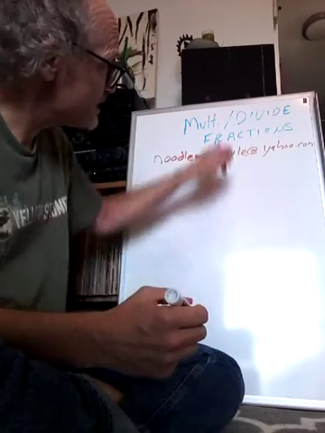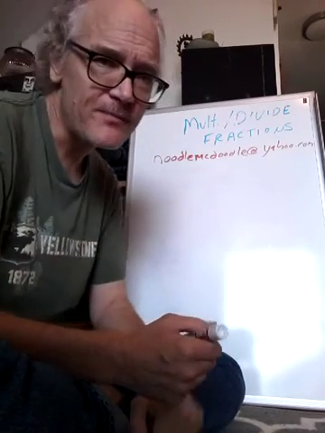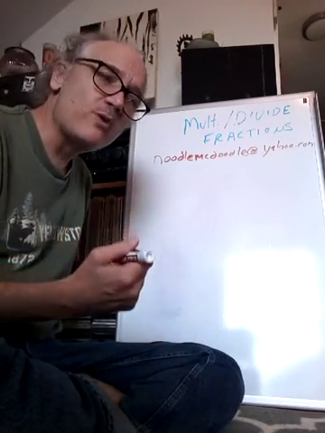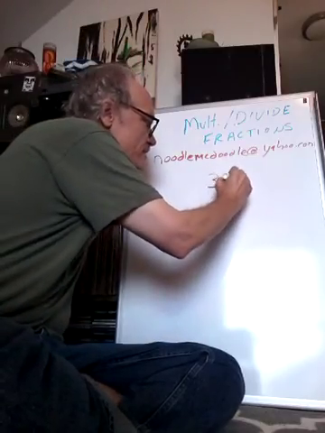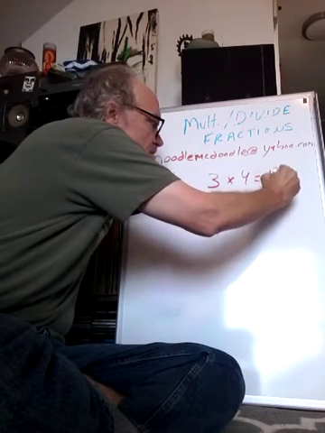Okay, let's look at dividing fractions, right? When we're multiplying, we know that we're building things up. So 3 times 4 equals 12.